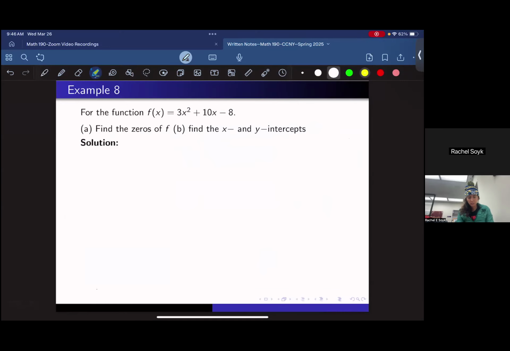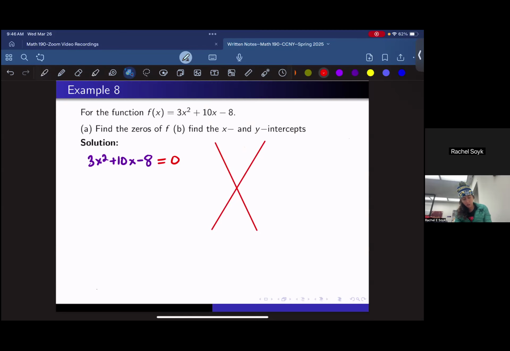Right, let's jump into example 8. So we're given this function, 3x squared plus 10x minus 8. And we're asked to find the zeros. So we want to set this equal to 0. We want to utilize our whole AC method in order to factor this efficiently.